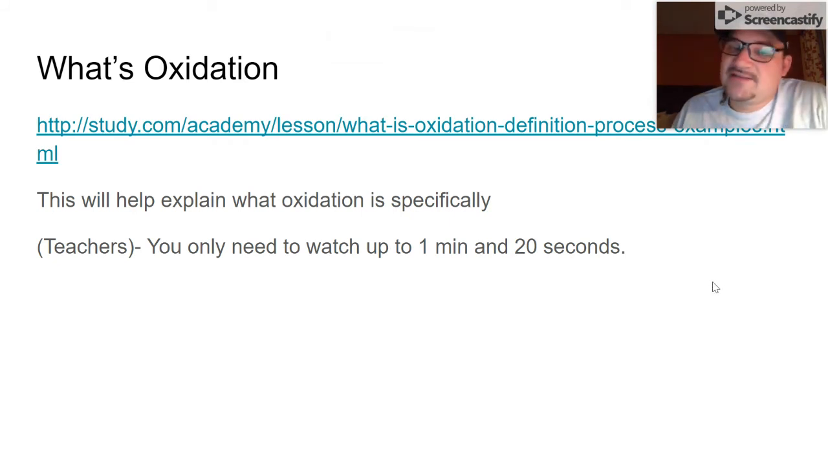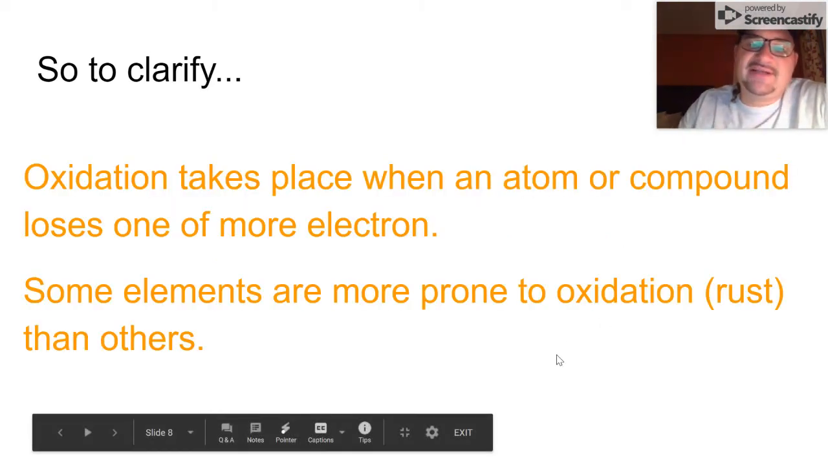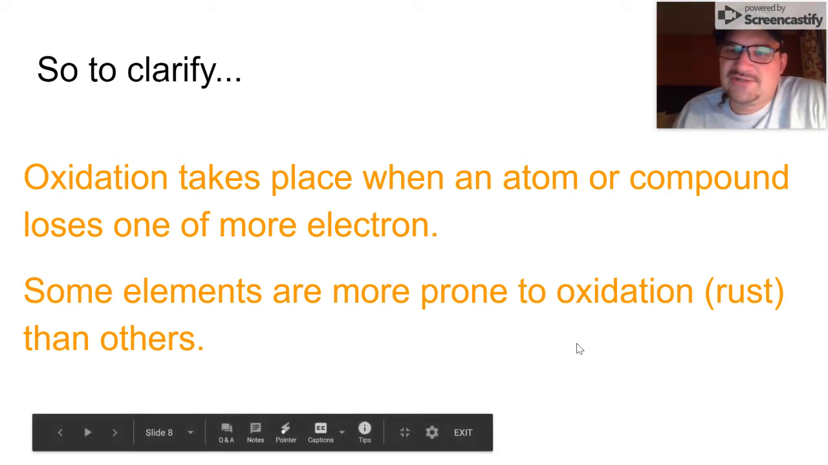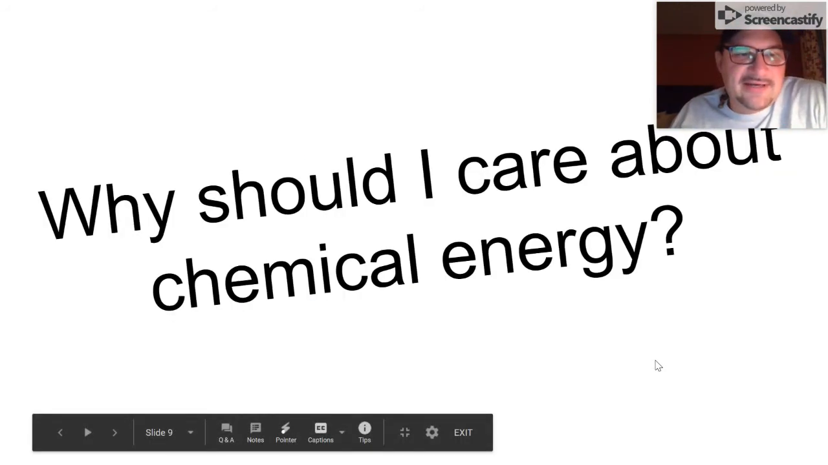This helps explain what oxidation is specifically, and I believe that it did. It gave us a good couple of examples. You should hopefully better understand it. So we're going to keep going. To clarify, oxidation takes place when an atom or compound loses electrons. I'm not sure why it says one or more electrons; I'll get that fixed. Some elements are more prone to oxidation, like rust, than others, and I talked about that in the video. So this is just to clarify part and get into details on it.